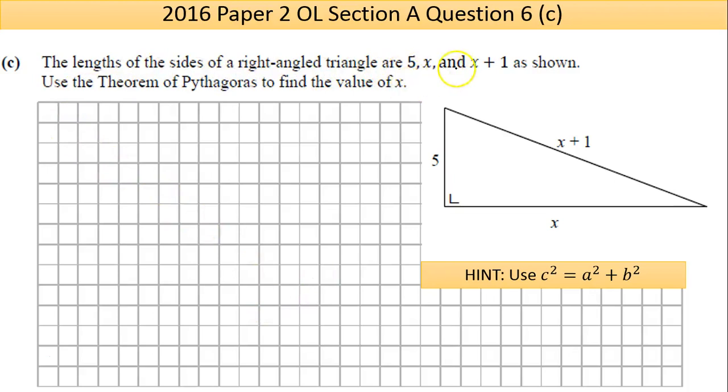Now, part C there: the lengths of the sides of a right angle triangle are 5, x, and x plus 1. So you see there it's labeled on the diagram. The hypotenuse is x plus 1, it's the longest side. One side is 5 and the other side is x. So use Pythagoras' theorem to find the value of x.